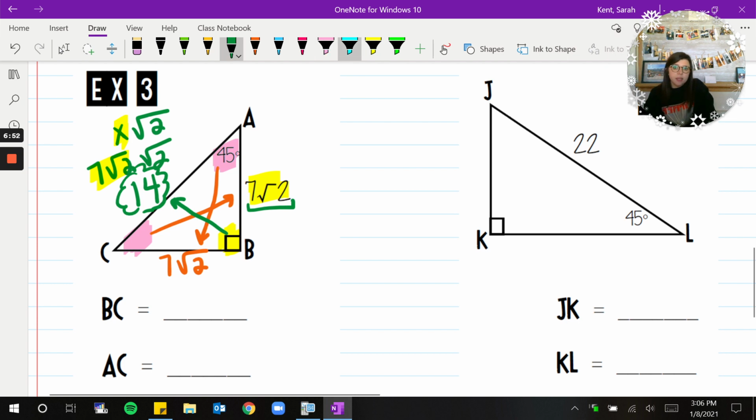When we fill in our blanks, first we want B to C. B all the way over to C is that 7 square root of 2. And then I want A to C. Here's A down to C, which that final answer was 14.